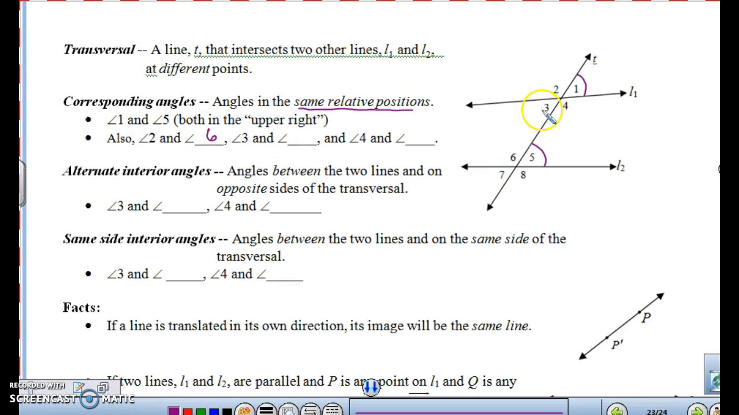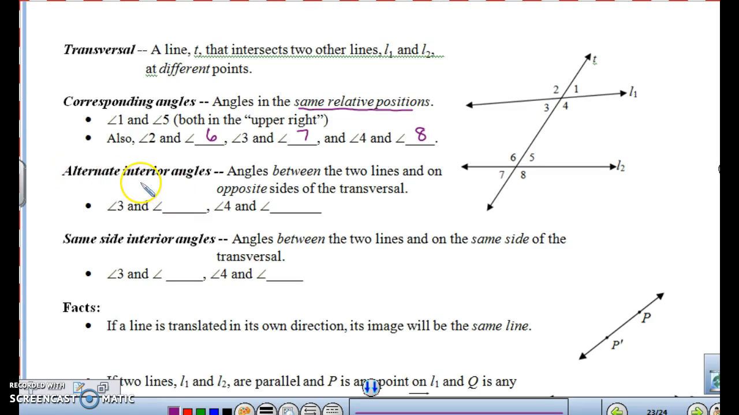All right, angle 3 will correspond to angle 7. It's underneath the line here. It's underneath the line here. So it'd be angle 7. And then angle 4 here would be corresponding to angle 8, right there. They're in the same place on the two sets of lines. That's corresponding. The second type of angle are called alternate interior angles.